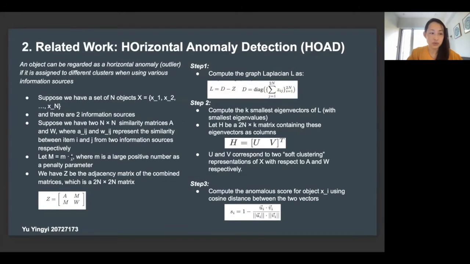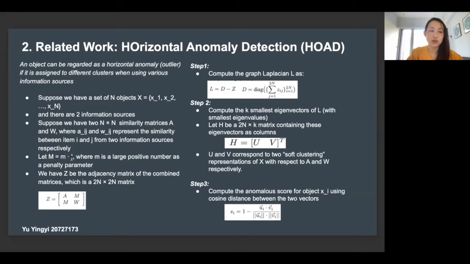I will briefly introduce the idea of horizontal anomaly detection. First, suppose we have a set of n objects and two information sources. From the two information sources, we can derive two n times n similarity matrices A and W, where Aij and Wij represent the similarity between items i and j from the two information sources respectively. Let big M be the matrix M times I, where M is a large positive number as a penalty parameter. We have Z to be the combined matrix as shown in the presentation.